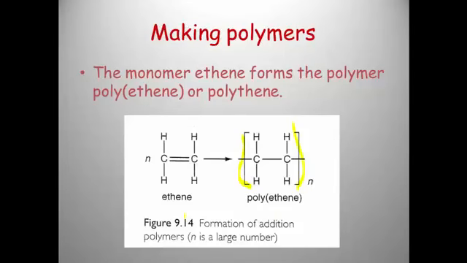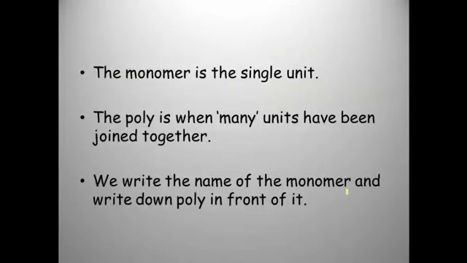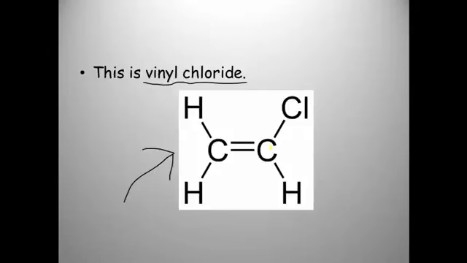Now, with the naming of it, the smaller unit, 2 carbon atoms, double bond, was called ethene, but when there's loads of them joined together, you just put the word poly in front of it. So instead of ethene, it's going to be polyethene. Put a bracket around it and put an N and remove the double bond. Couldn't be any easier. So mono is a single unit and poly is many of them joined together.